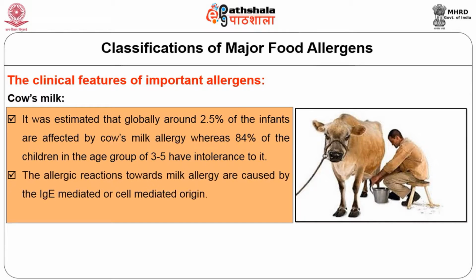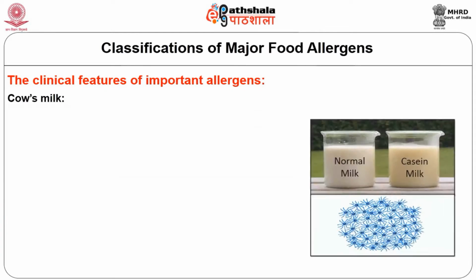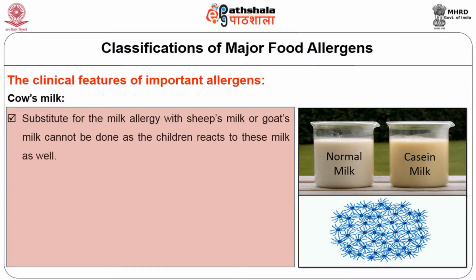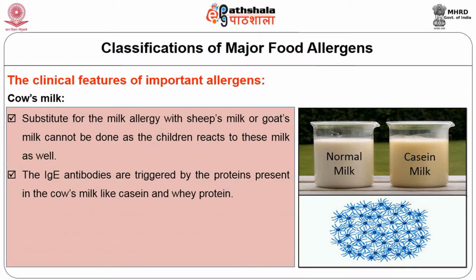The allergic reactions towards milk are caused by immunoglobulin E mediated or cell-mediated origin. Substituting sheep's milk or goat's milk for cow's milk cannot be done because the children react to these kinds of milk as well. The immunoglobulin E antibodies are triggered by the proteins present in cow's milk like casein and whey protein.